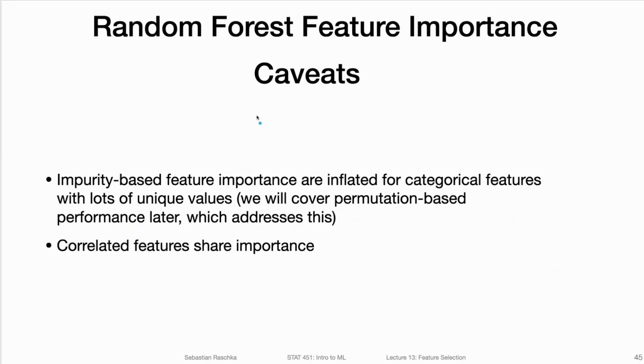So there are also some caveats with this impurity-based feature importance, especially if we have categorical features with lots of unique values. Let's say you have a random forest based on decision trees that use categorical features. This categorical feature, if it has a lot of values, will be used a lot compared to other features, just because it has a lot of value for splitting. And then sometimes people think it's kind of inflated.